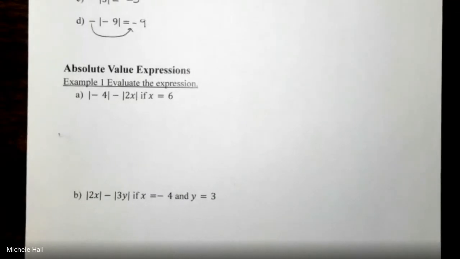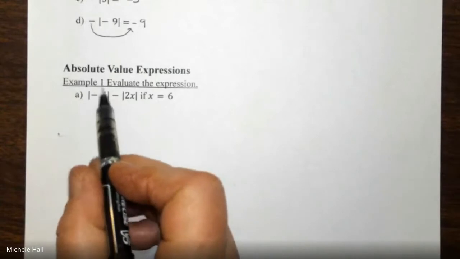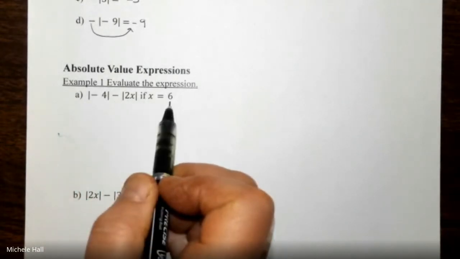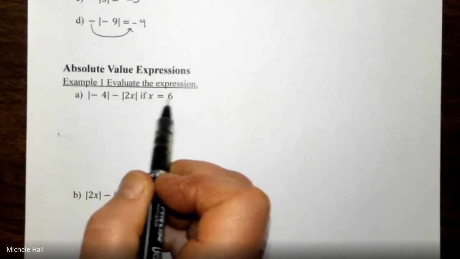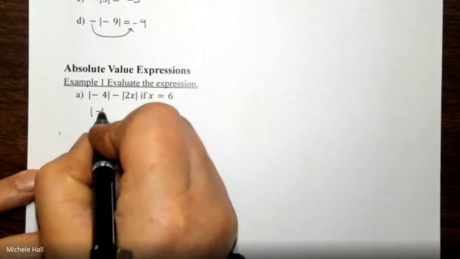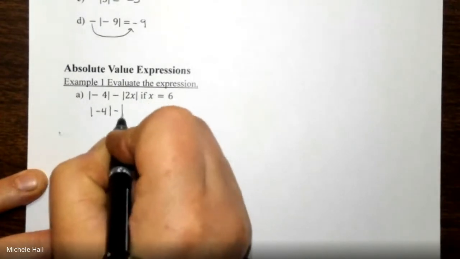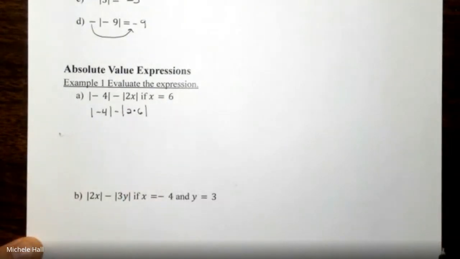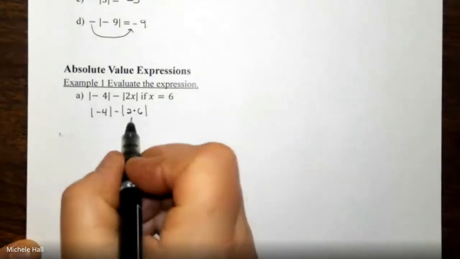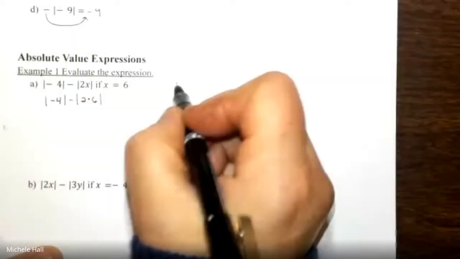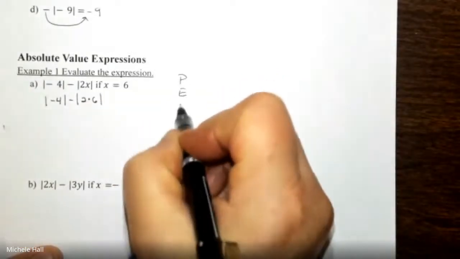Example 1, evaluate the expression negative 4, the absolute value of negative 4 minus the absolute value of 2x if x equals 6. I know what x is. I'm going to substitute it in the problem. We're going to start simplifying what's inside of our absolute values. Remember that we're still following the order of operations.